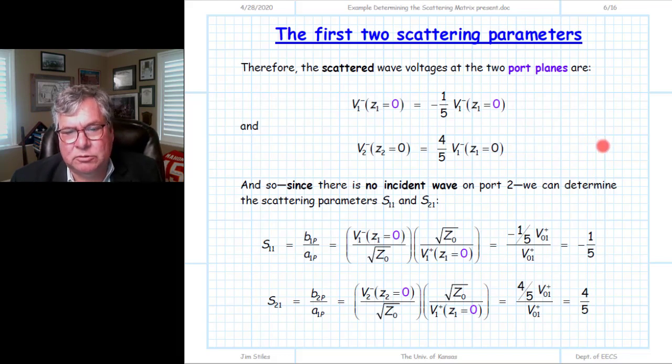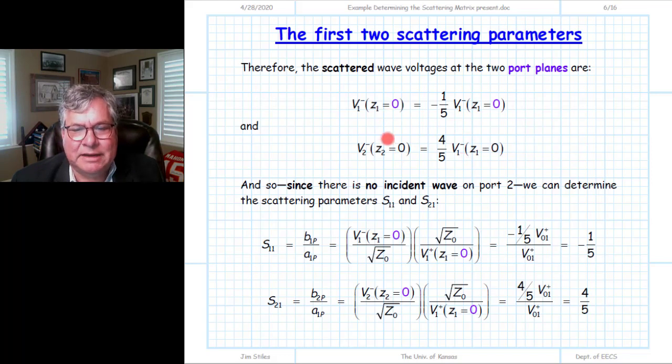From these wave amplitudes, we can then determine the value of the scattered waves when evaluated at the port plane, where the index is equal to 0. And again, they're in terms of the incident wave. Now, I've made a typo here. I have V1 minus. That should be a plus, V1 plus, the incident wave. So the scattered waves are in terms of the single incident wave.